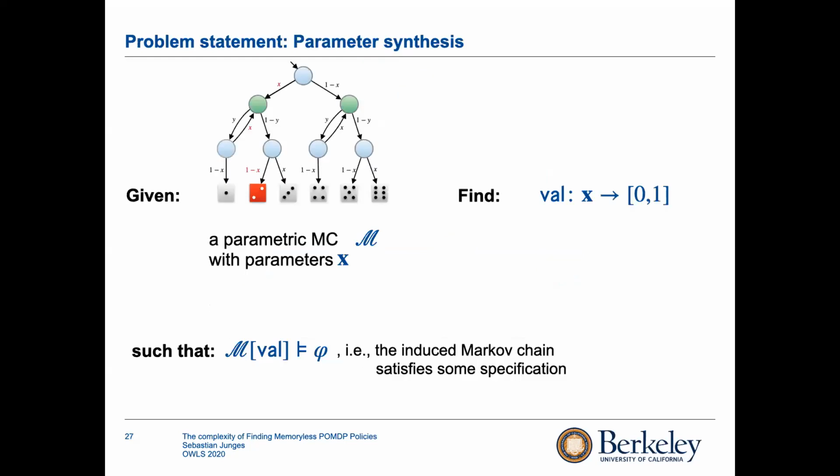And so the formal problem statement is now: given a parametric Markov chain with some parameters, we want to find a valuation such that we map all of these parameters to a value between 0 and 1, such that if we instantiate this Markov chain, then the instantiated or induced Markov chain satisfies the specification. For example, satisfies that we reach a red state with probability at least or at most lambda.